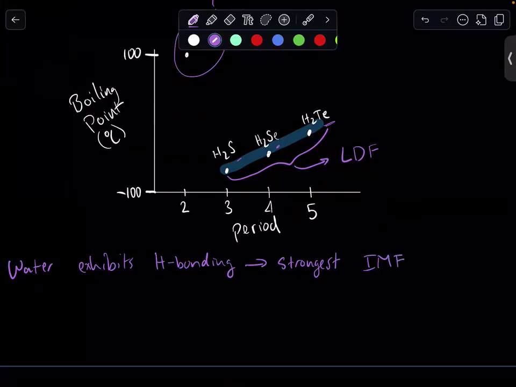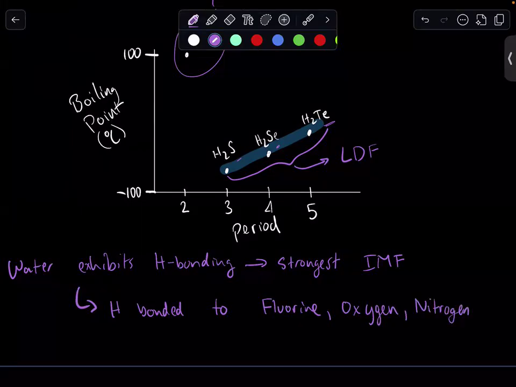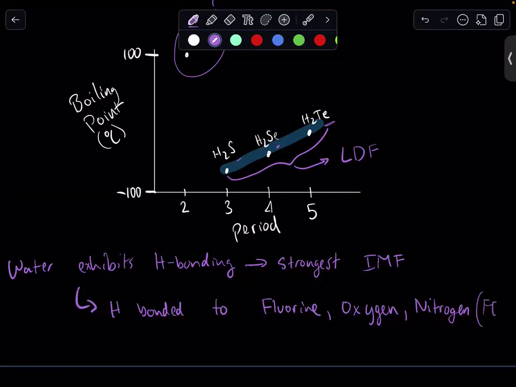Well, there's a couple things. First off, let's learn about when we have hydrogen bonding. First off, you need hydrogen bonded to fluorine, oxygen, or nitrogen. So you need to remember that F, O, and N all exhibit hydrogen bonds when bonded to hydrogen.